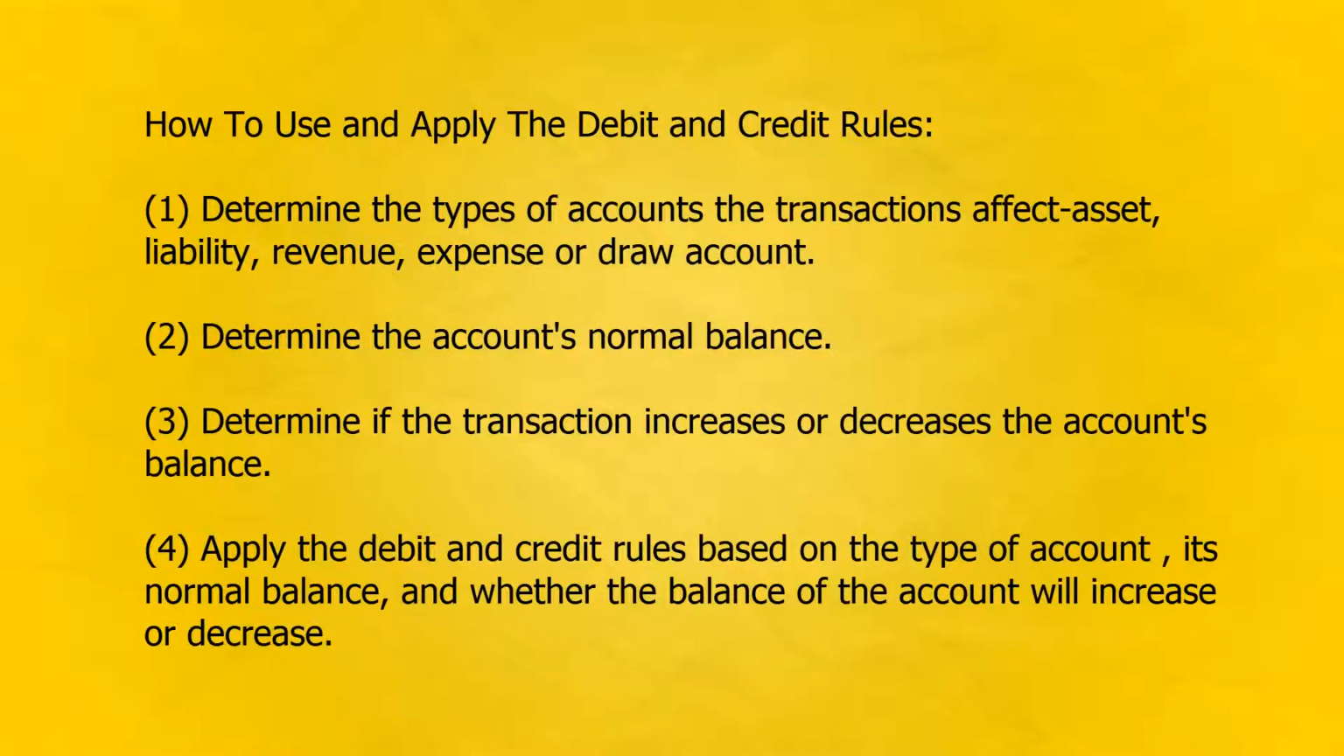How to use and apply the debit and credit rules. 1. Determine the types of accounts the transactions affect: asset, liability, revenue, expense, or draw account. 2. Determine the account's normal balance. 3. Determine if the transaction increases or decreases the account's balance. 4. Apply the debit and credit rules based on the type of account, its normal balance, and whether the balance of the account will increase or decrease.